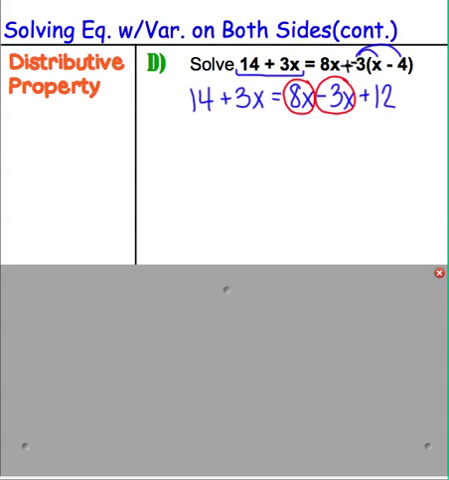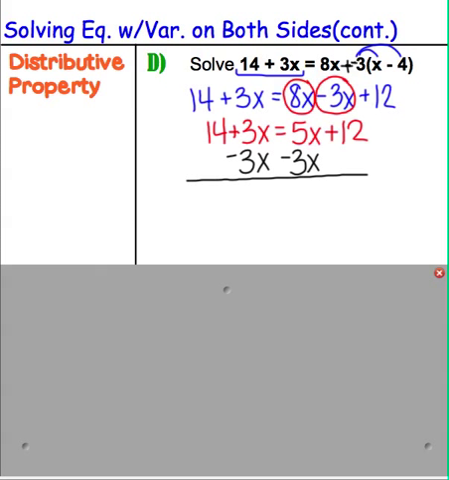The next thing that I see is that I have this 8x and this minus 3x. So I want to combine those. 8x minus 3x gives me 5x. So I have 5x plus 12 on the right, and still 14 plus 3x on the left. Now when I look at this, I say I could subtract 3x from both sides, or I could subtract 5x from both sides. I'm going to subtract 3x from both sides, which will allow me to have a positive variable term when I'm done. 3x's cancel, leaving me with 14 on the left. Minus 5x minus 3x is 2x plus 12 on the right.